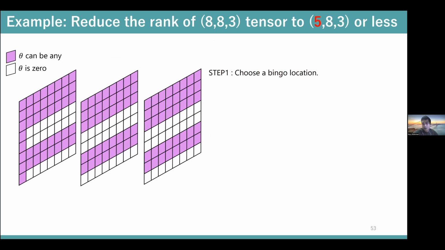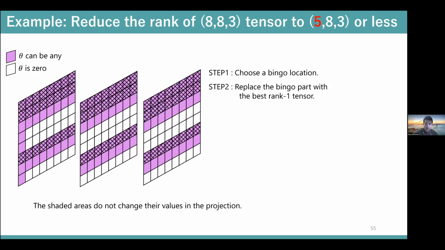Let's see an example of Tucker rank reduction of an 8, 8, 3 tensor. Using our proposed method, we will make a tensor whose rank is less than 5, 8, 3. The natural parameters on the purple panels can be any values, and the natural parameters on the white panels are 0. Firstly, we have to make 3 bingos on the first mode expansion since 8 minus 5 is 3. Then we project the tensor onto the subspace, which has these 3 bingos.